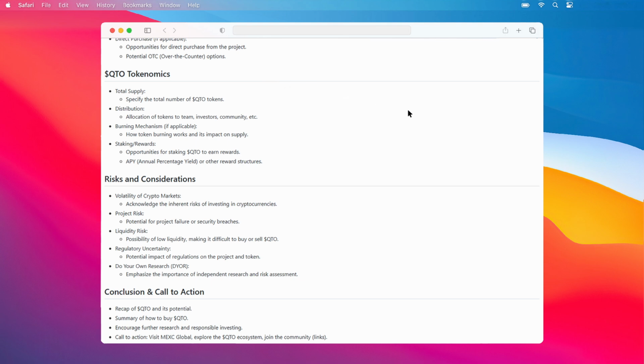An important aspect to consider is whether there's a burning mechanism in place, outlining how token burning works, and the subsequent impact it has on the overall supply. Finally, we'll explore any staking or rewards programs associated with $QTO, including the opportunities to stake your tokens and potentially earn rewards, as well as examining the specific APY or any other reward structures that might be in place.